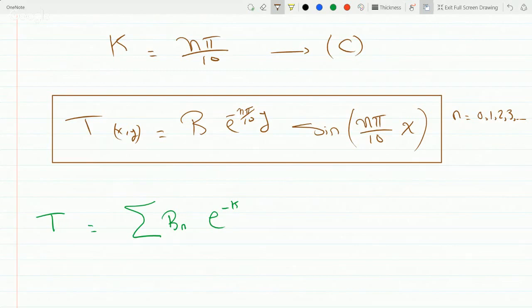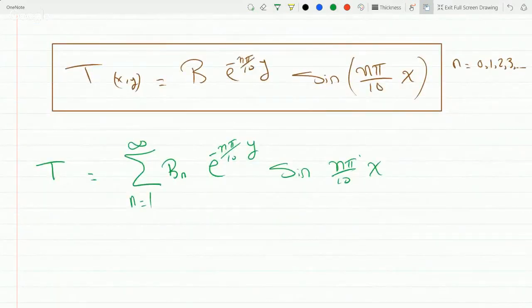Yeah, the minus one. So e to the minus n pi over 10. Okay, so now this became Bn e to the minus n pi over 10 y sine n pi over 10 x, from n equals 1 to infinity. So now this is a complete set of solutions, one for each n, right? One for each n. So now we go to the boundary condition, the last one.